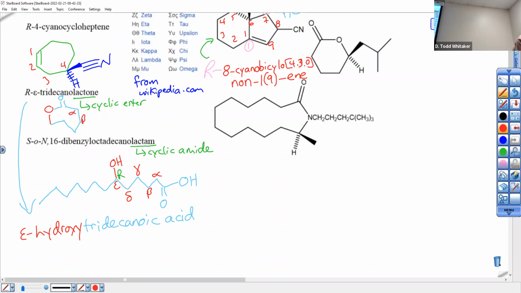Alpha, beta, gamma, delta, epsilon, and then the rest of the chain, and that contains 1, 2, 3, 4, 5, 6, 7 more carbons. 1, 2, 3, 4, 5, 6, 7. And we're almost done. Stereo center, put the H on there. And it currently is R. If I connect 1, 2, and 3, so wedge H, dash adjacent.